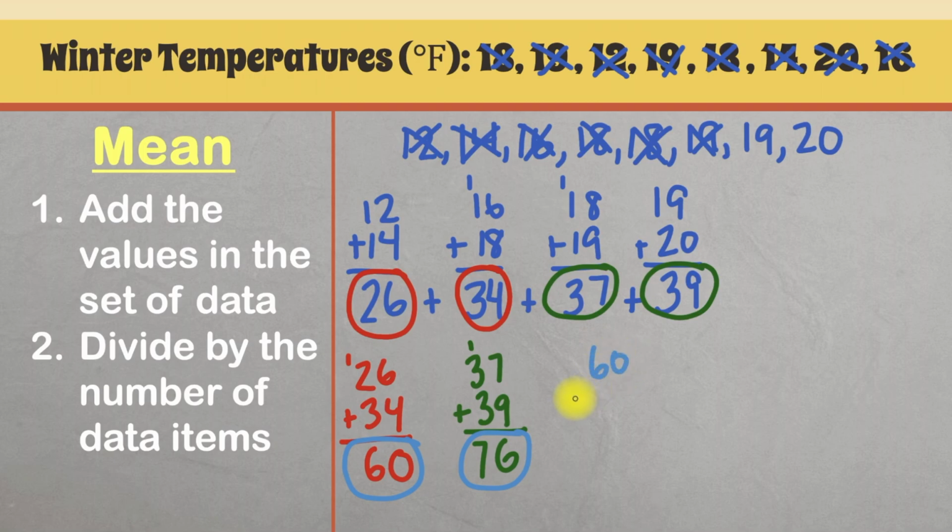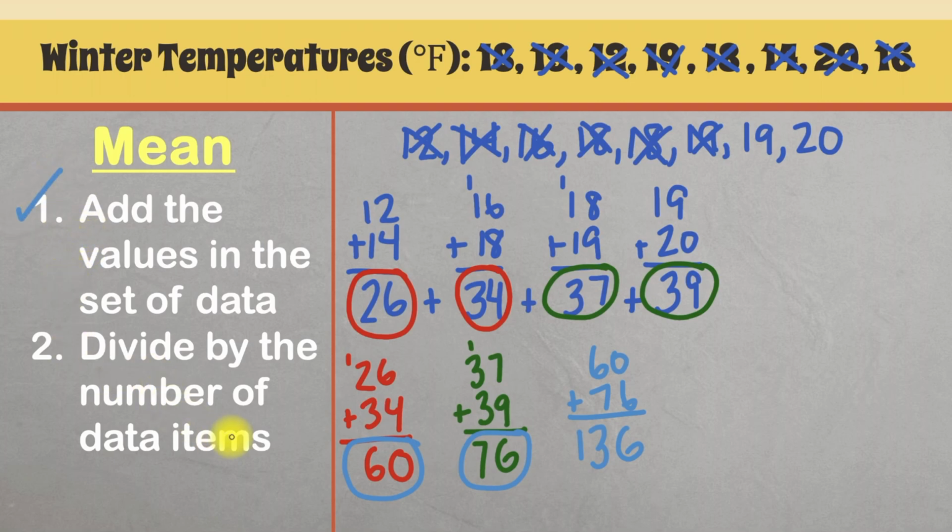60 plus 76. That will give us 0 plus 6, which is 6. And 6 plus 7, which is 13. So that gives us a grand total of 136. So we're done with step 1.